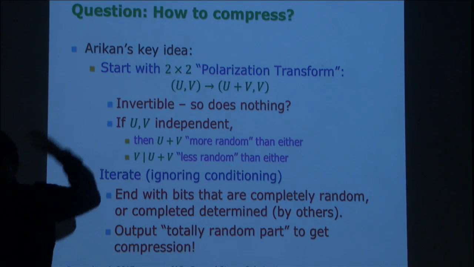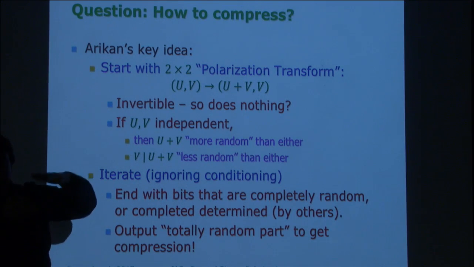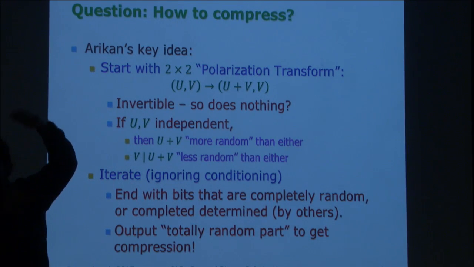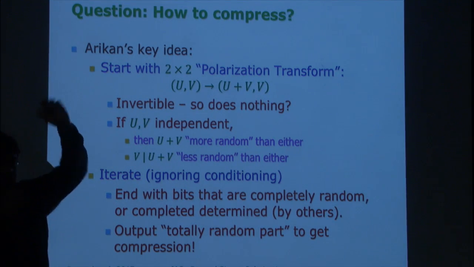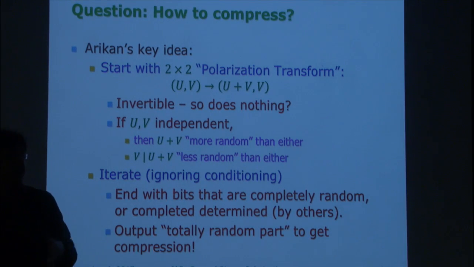You polarize all the n independent bits, somehow get a bunch of bits which are completely random, and I tell you what the values of those bits are, and a bunch of bits which have no entropy conditioned on those previous guys. I just don't need to tell you what they are because they have no entropy. There's no information there. Okay.